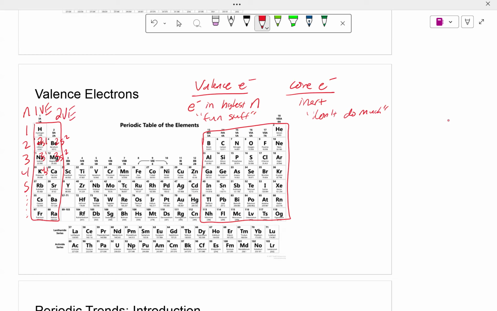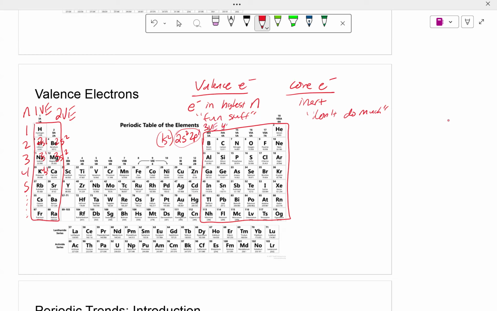Okay, let's shoot over to boron. Boron's outermost configuration is 2s2, 2p1. That's the highest energy level. We don't care about the 1s2. That's not a valence electron. We're just focusing on those that have the highest energy level. So all of these elements have three valence electrons.